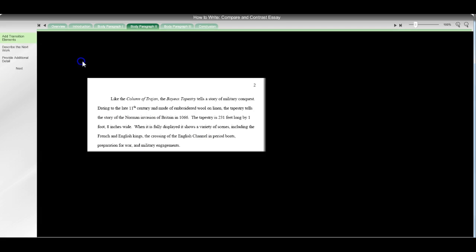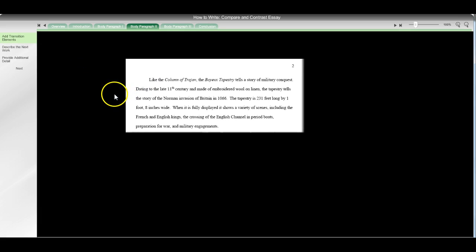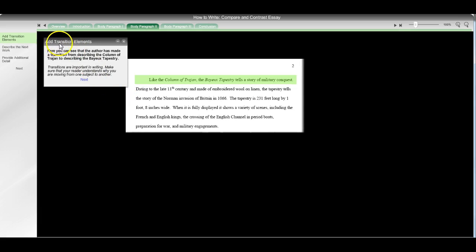Next screen, number 10. Add transition elements. Here you can see that the author has made a transition from describing the Column of Trajan to describing the Bayeux Tapestry. So let's take a look at this together. Like the Column of Trajan, comma, see that transition? The Bayeux Tapestry tells a story of military conquest.